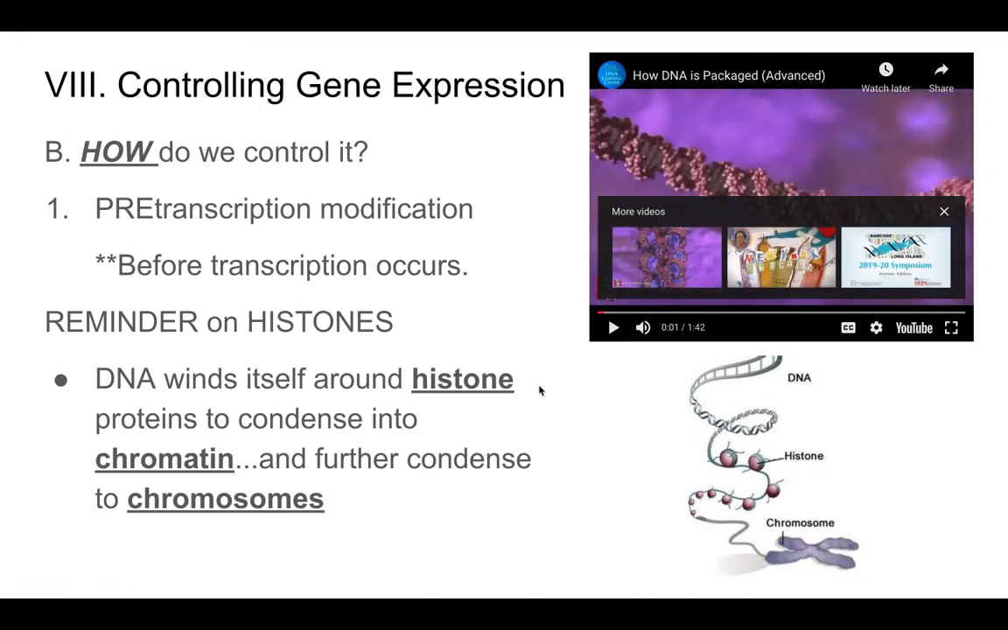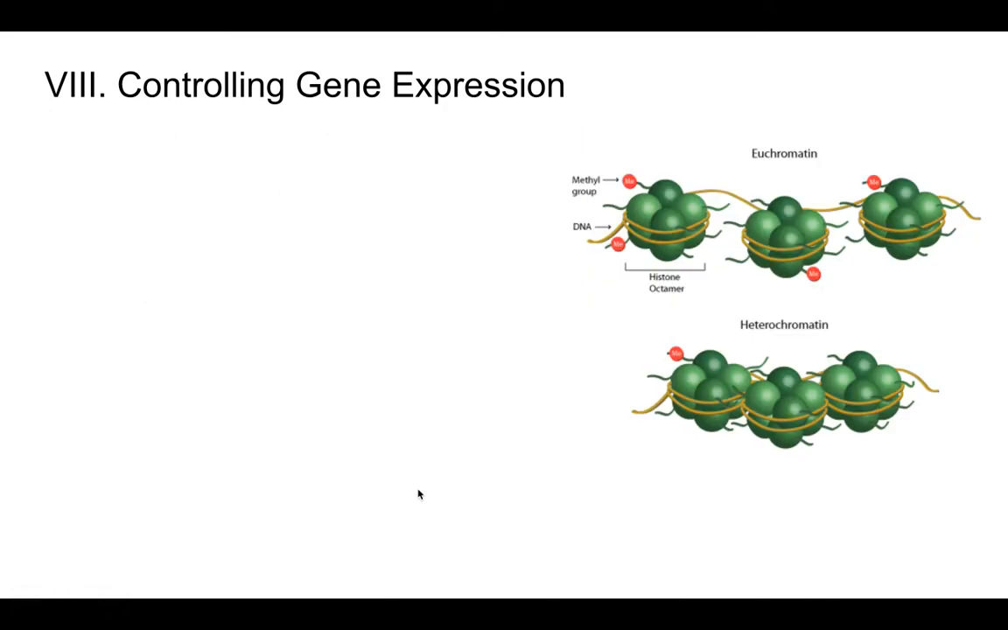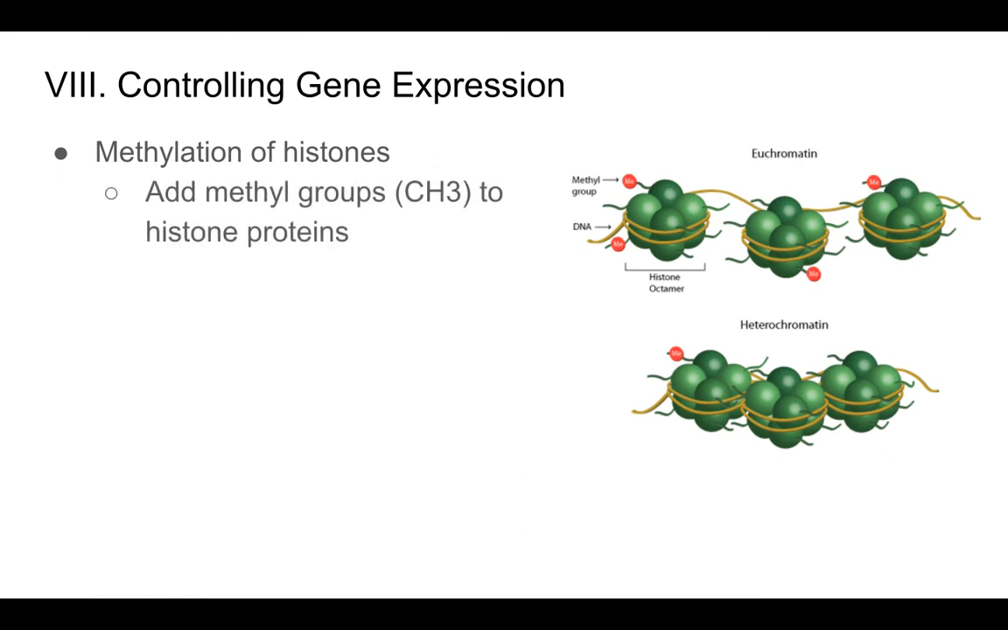Okay, so the purple things were the histones, and the DNA was wrapping around the histones, and it would condense itself into chromatin and further into chromosomes. So now that we know what a histone is, let's talk about methylating histones. Histone methylation is one way that we can control expressing that region of DNA where the histones exist, which is controlling gene expression. So what are we going to do?